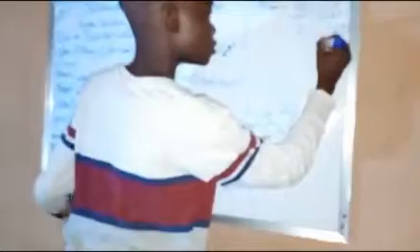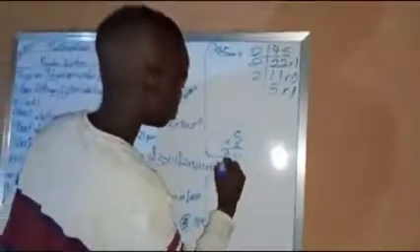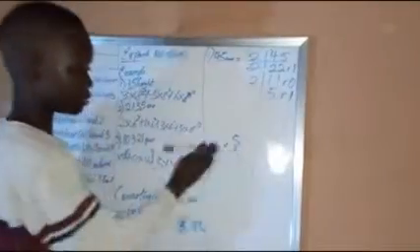2 times 5 is 10. So 10 divided by 2 is 5. 5 times 2 is 10. 11 minus 10 is what? 1. So our remainder is 1. Let's check if we are correct. 5 times 2 equals 10, plus 1 is 11.